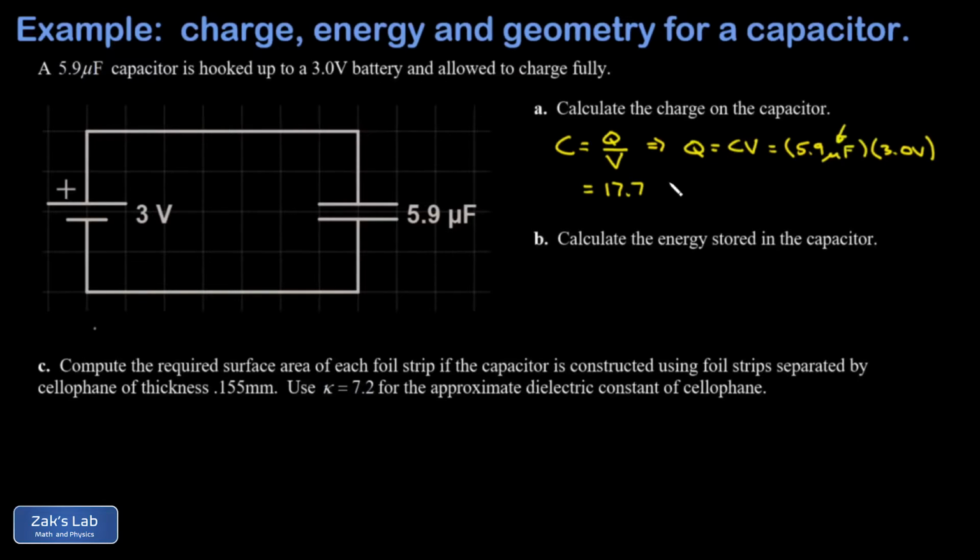That's a factor of 10 to the negative 6. So 17.7 microcoulombs, or in coulombs I could write it as 1.77 times 10 to the negative 5th coulombs.